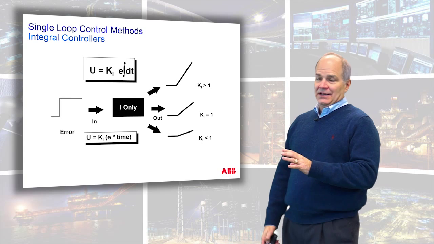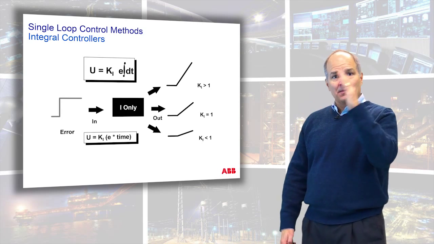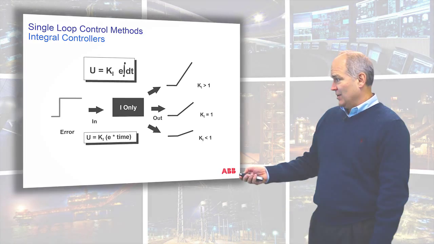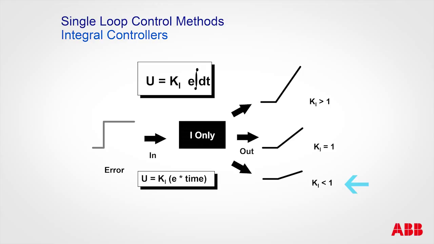Now, what the integral does, the gain is simply a multiplier. So if the gain is less than 1, you reduce the slope. If it's equal to 1, then that is exactly the area under the curve. And if it's greater than 1, then it's very, very steep.